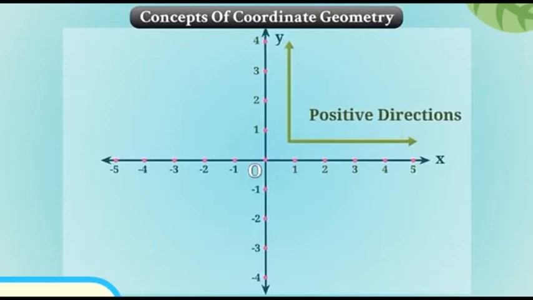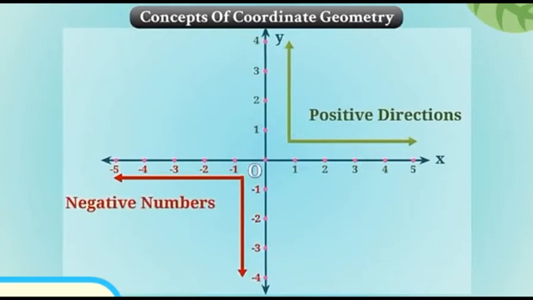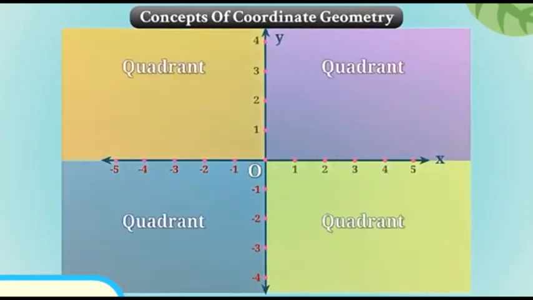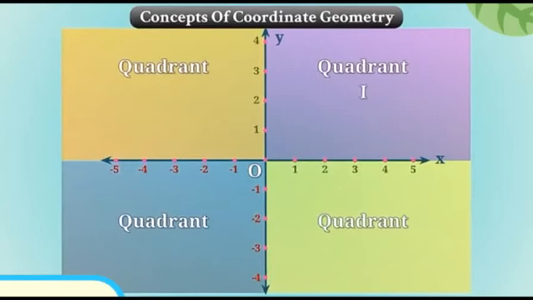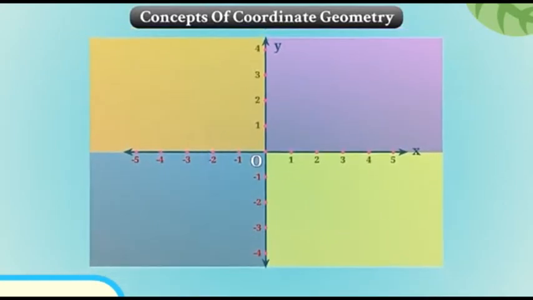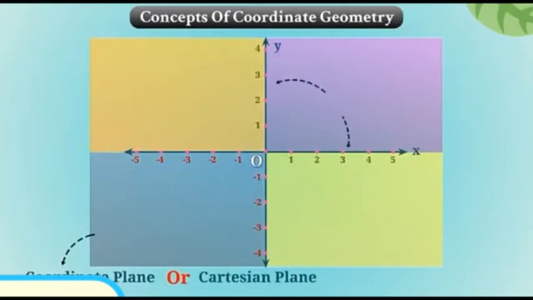Whereas, the direction to the left of the origin and in the downward direction, there are negative numbers. So, we call this direction the negative direction. The two axes divide the plane into 4 parts. Each of them is called a quadrant. Quadrants are numbered 1, 2, 3, 4 in anti-clockwise direction from the positive x-axis. The plane consisting of axes and the quadrants formed by them is called the xy plane, coordinate plane or Cartesian plane. And the axes in the coordinate plane are called coordinate axes.